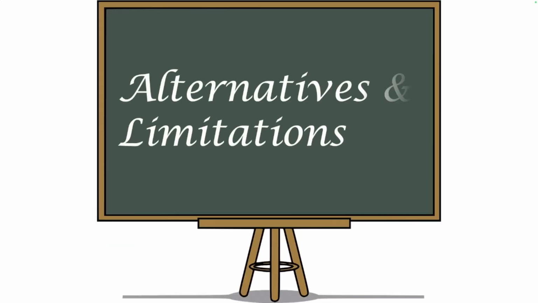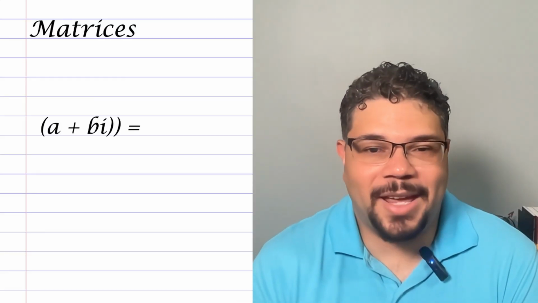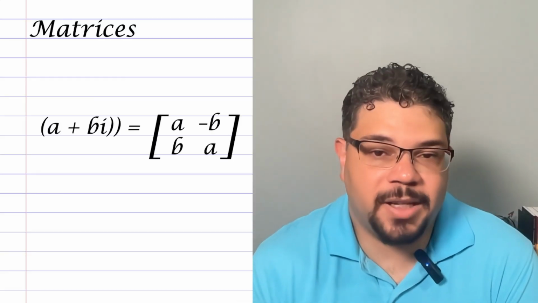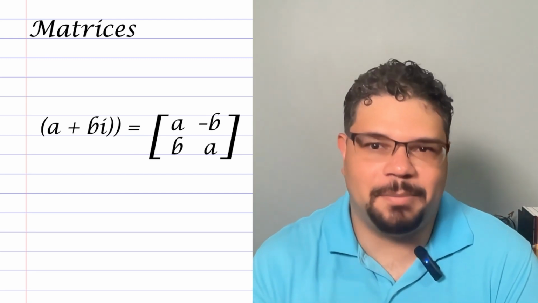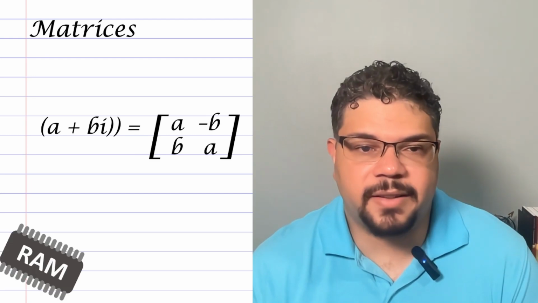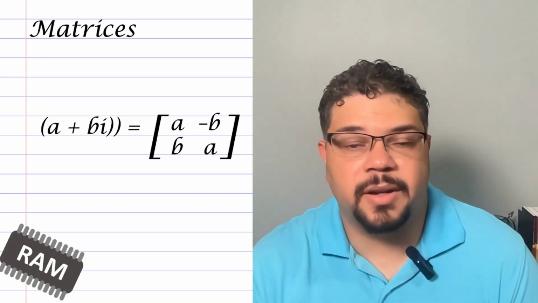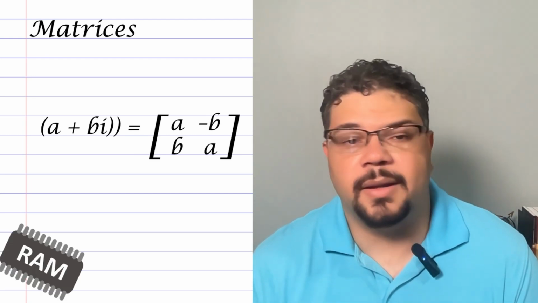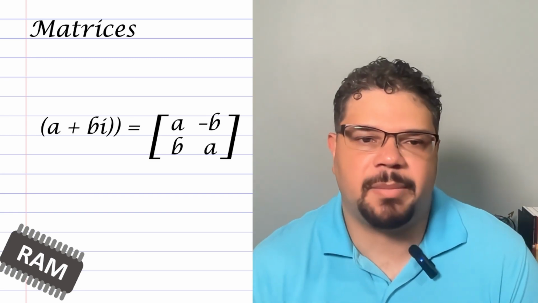As much as I love complex numbers, there are alternatives and limitations to consider. A complex number a plus bi can be represented as a matrix [a, -b; b, a], which is extremely common in computer graphics. But this actually takes up a little bit more memory or storage than working with complex numbers directly, which can sometimes be a problem for some applications.